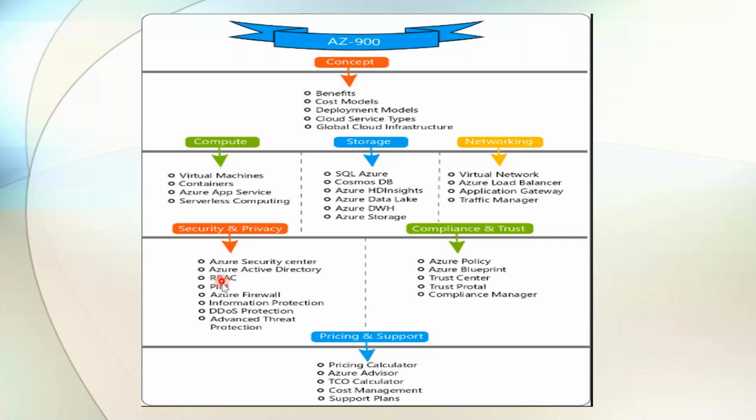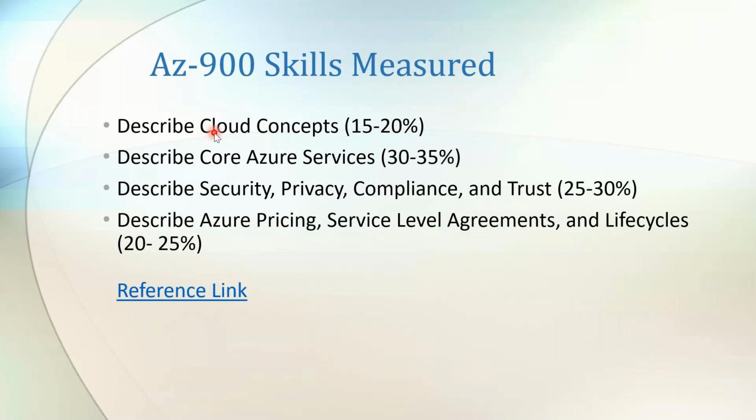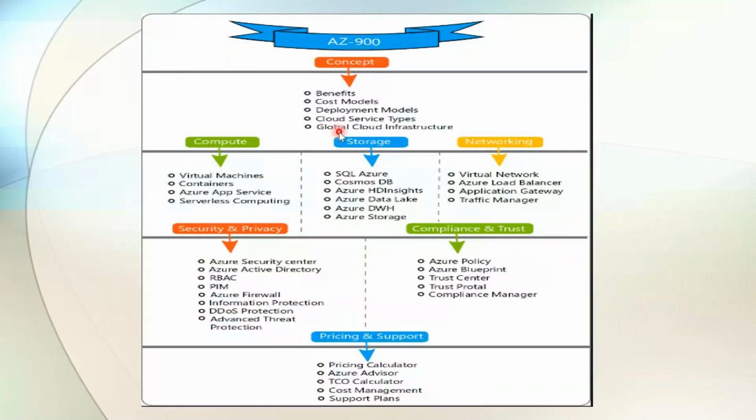So here the concept. In the previous slide they were talking about describing cloud concepts. Again, in this AZ-900, you can understand they have added different basic concepts. So 25 to 30 percent of your exam is evaluated on the benefits of cloud. When you move to cloud, what are the benefits you will get? Your questions will be related to that. And what are the cost models available? And what are the different deployment models available? So how can you deploy your applications in cloud?